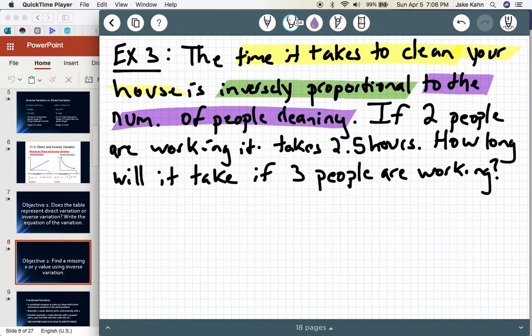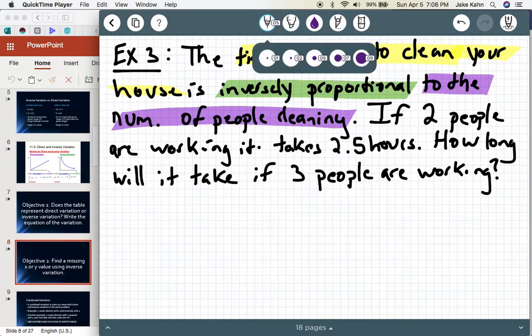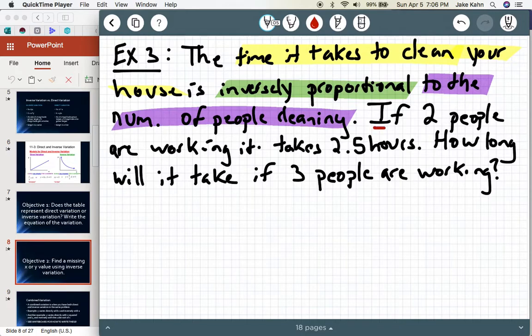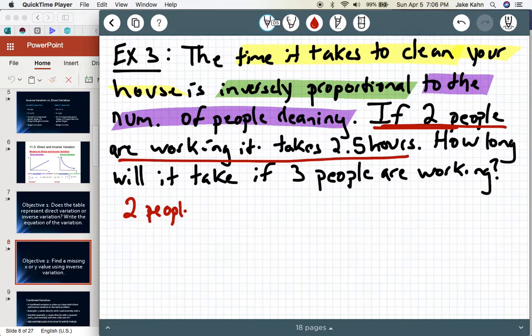Okay, so moving forward, we know that this is going to be an inverse variation. And now we have case one. If 2 people are working, it takes 2.5 hours. I'm going to write that down. 2 people is 2.5 hours.